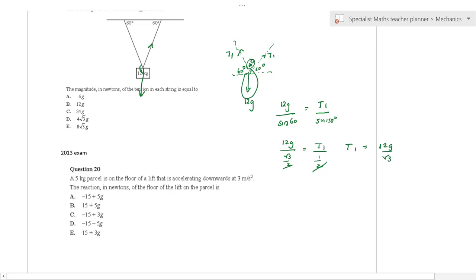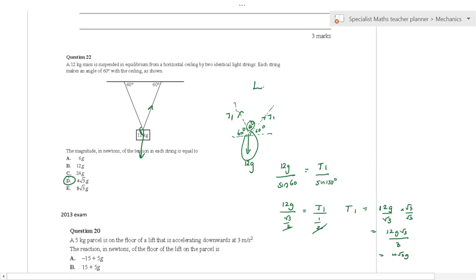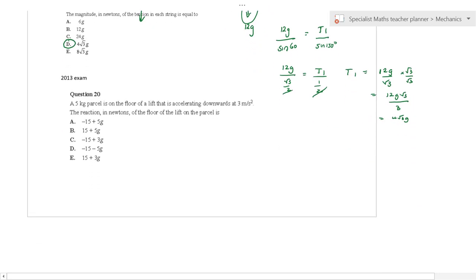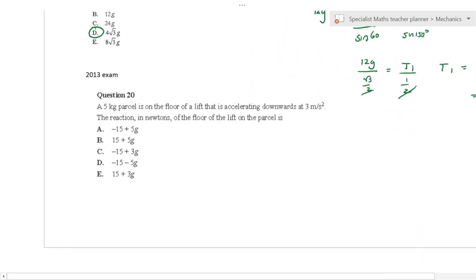over root 3. Now, does that present itself? No, but what if I multiply it by root 3 on root 3? That's 12g root 3 over 3, which is 4 root 3 g. Look at that. And we used Lami's theorem, which was an interesting one. That's probably the only time I reckon you should really ever use it, in all honesty.